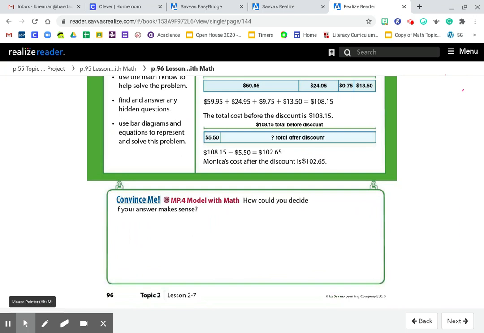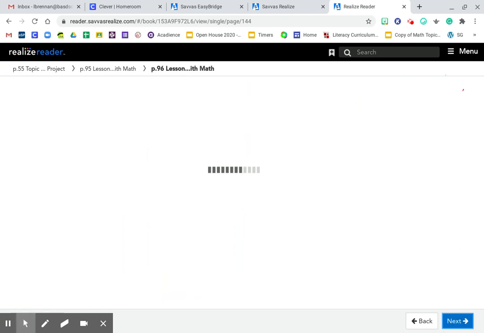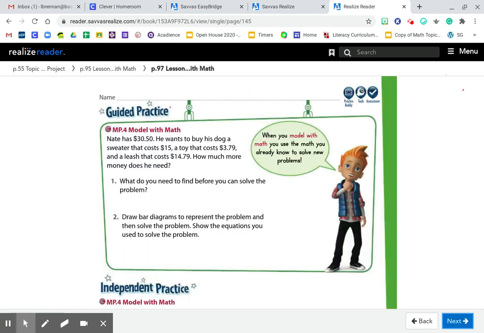If you were using a calculator on this, which you're welcome to use to help you out if you need that, you still have to show how you got your answer. So using a calculator is only going to give you the answer. It doesn't show the reader how you got the answer. So make sure you're showing it on a bar diagram. How could you decide if your answer makes sense? You can round to figure out if your answer is close. That's probably the best way to see if it makes sense before you do your work. We always use rounding to help see if our answer is logical.